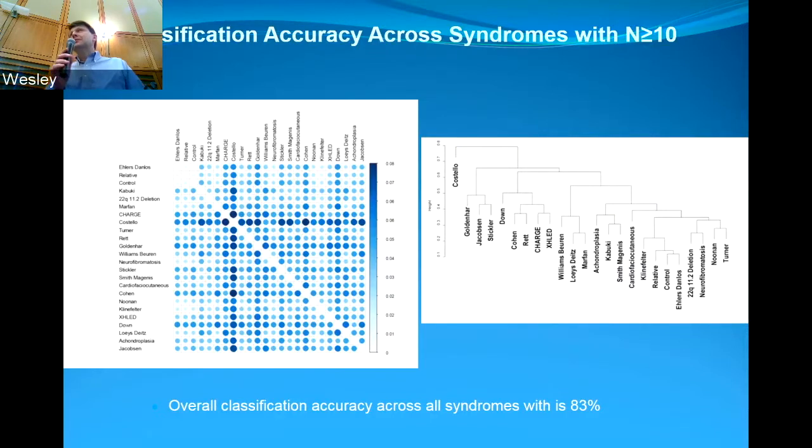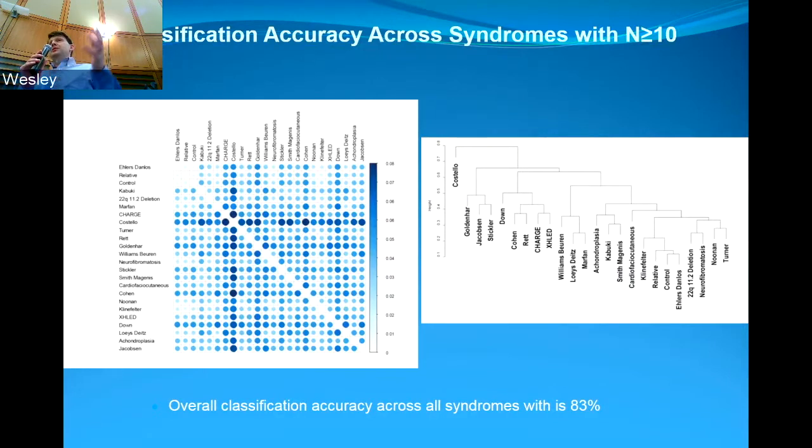So is it control versus each of the syndromes separately, or is it all of them together? It's a patient versus the entire classification scheme. So you have a patient, does this person have Down, Costello, Treacher Collins, whatever? And that's 82%, 83% of the time you get it correct.